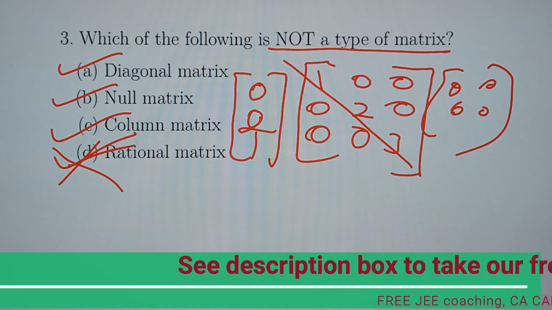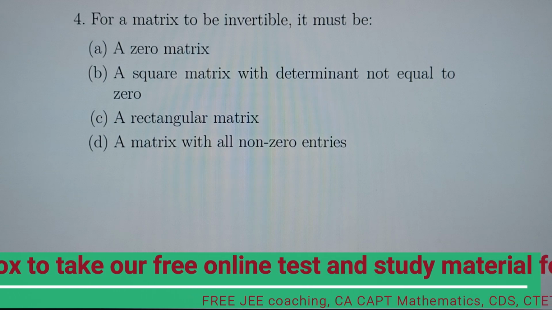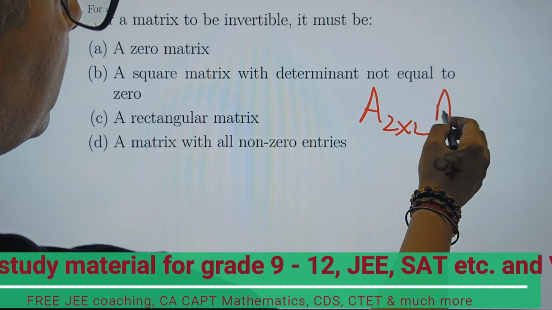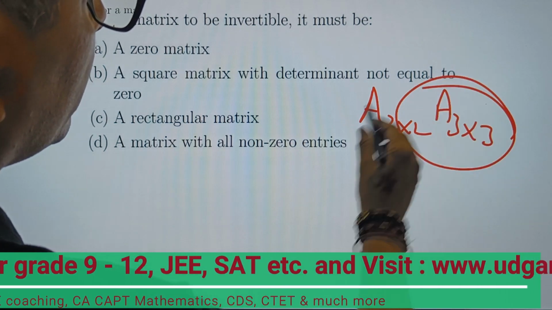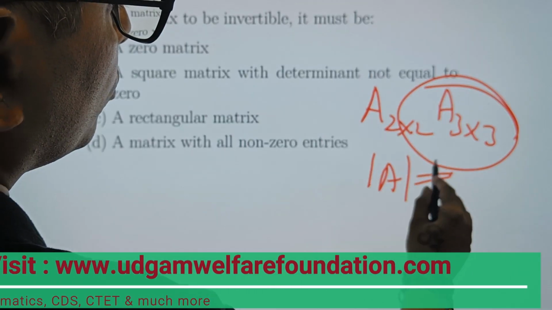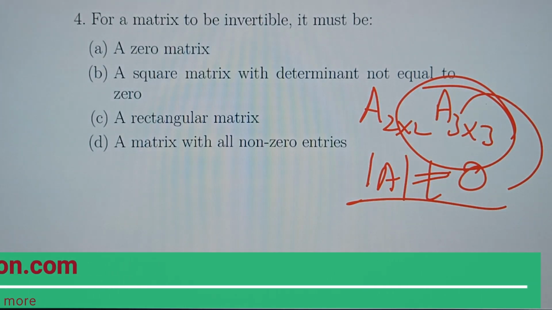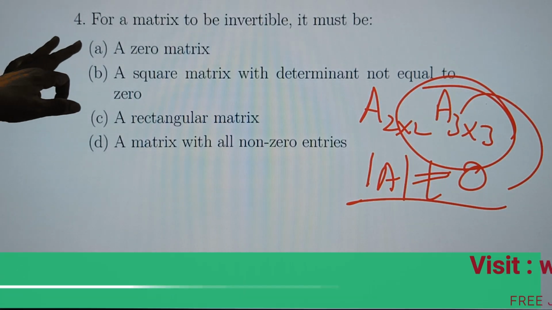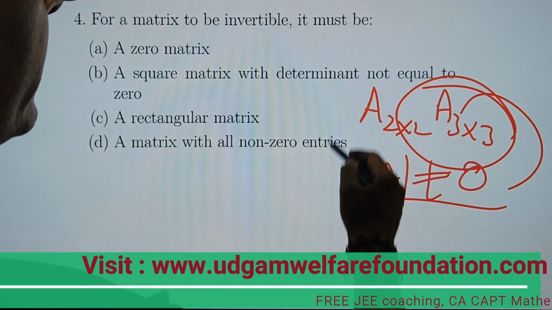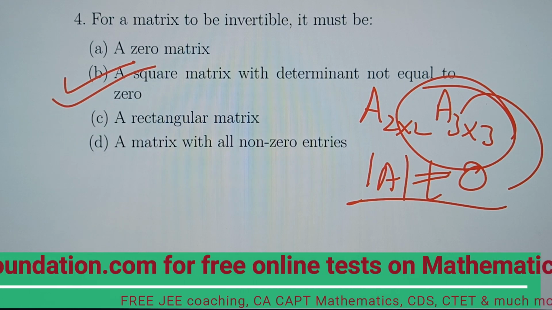Now let's move towards question number 4. Students, this is our question number 4. For a matrix to be invertible, it should be a square matrix. That means the rows and columns should be the same. Also, the determinant value of the matrix should not be equal to 0, otherwise the inverse is not possible. So let's understand and match our options here. A zero matrix, a square matrix with determinant not equal to 0, that's what we have discussed here. So hence our option B is the correct answer here.